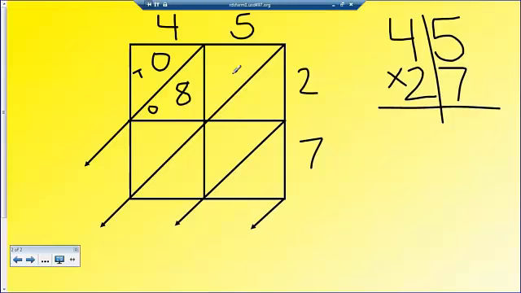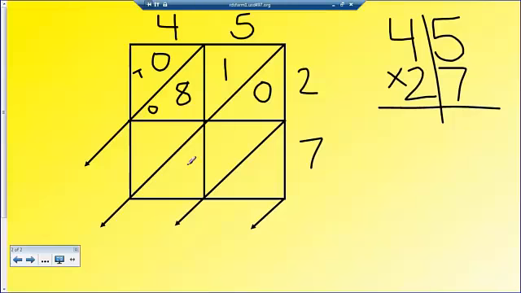Now I can move on to any of the boxes I want. I'm going to finish the top row. 5 times 2 is 10, and that product would go in this box. So 1 is going to go in the tens triangle, and 0 is going to go in the ones triangle.